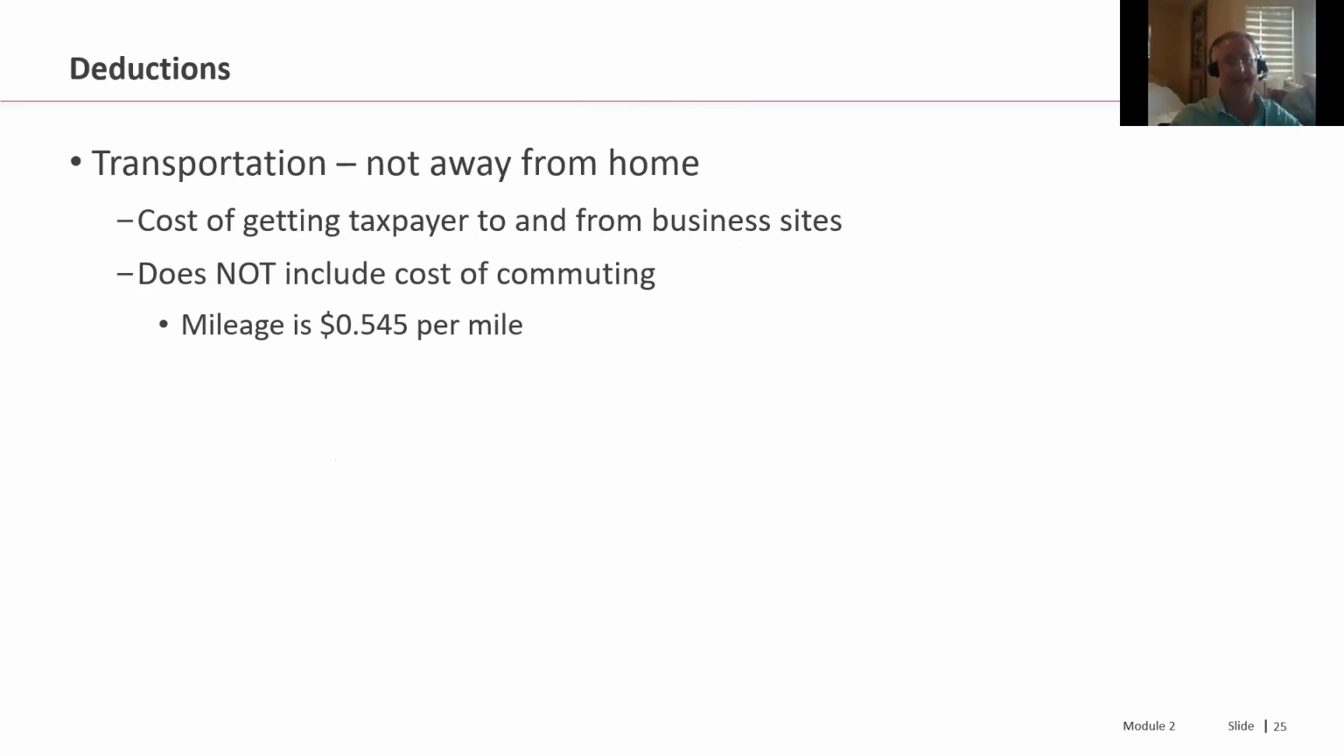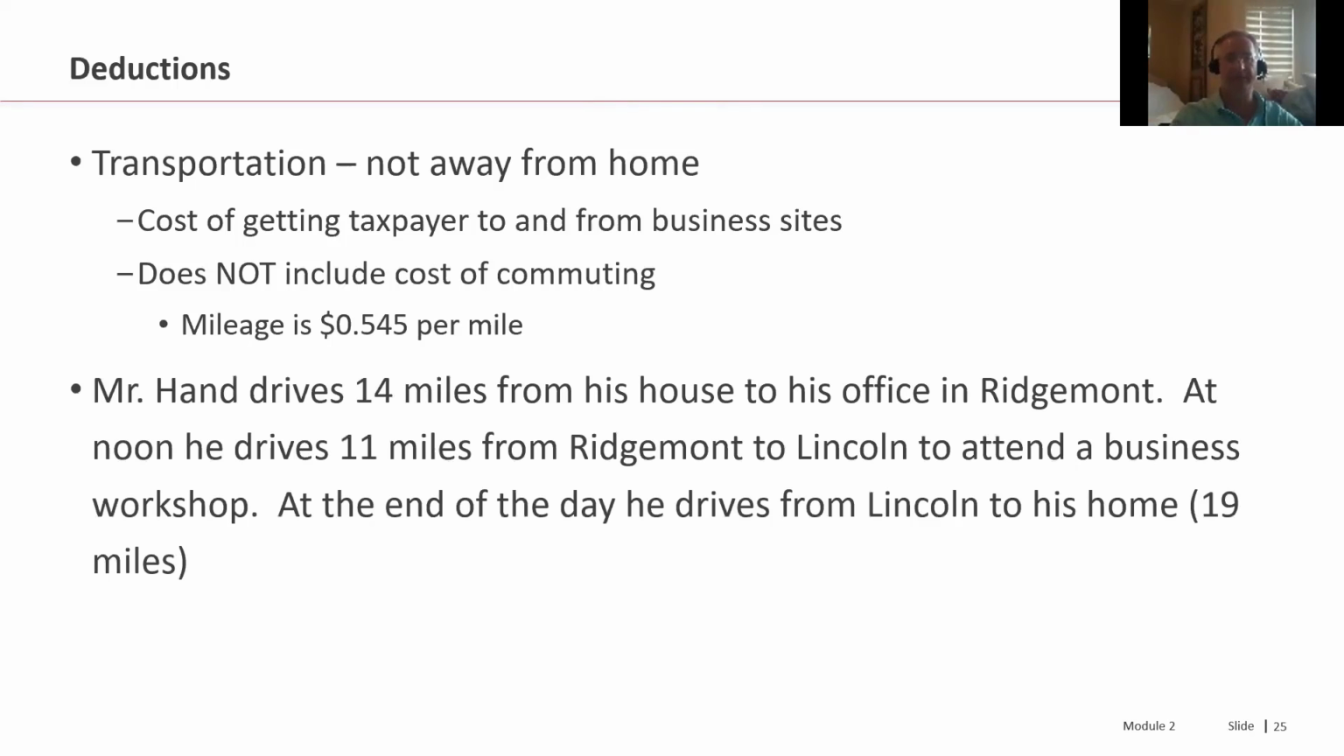And in 2018, you can deduct 54.5 cents per mile for your business travel. So Mr. Hand drives 14 miles from his house to his office in Ridgemont. And then at noon, he drives 11 miles from Ridgemont to Lincoln to attend a workshop. And then at the end of the day, he drives from Lincoln back to his home. And the question is, what of this is deductible transportation since he's not away from home?